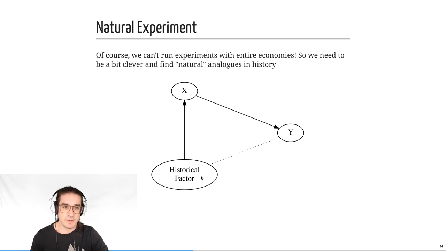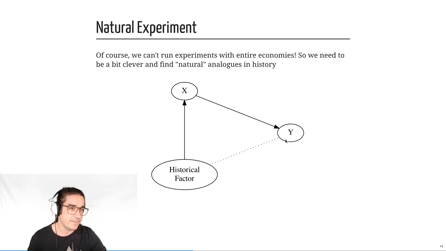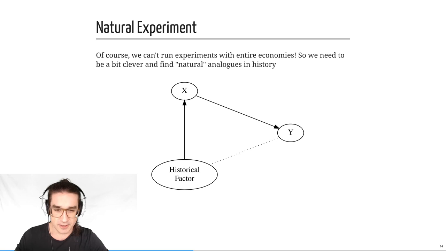Now, the big problem is, how do you prove that this thing has no direct link? How do you prove that there's no line going from this, say, climatic factor to Y? That's difficult. I mean, you can make arguments.